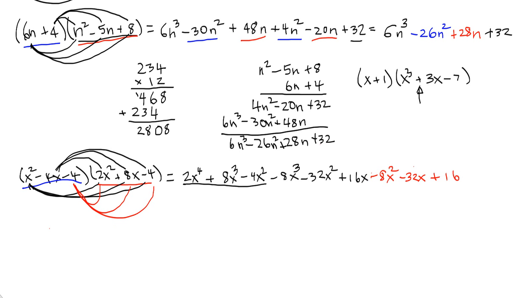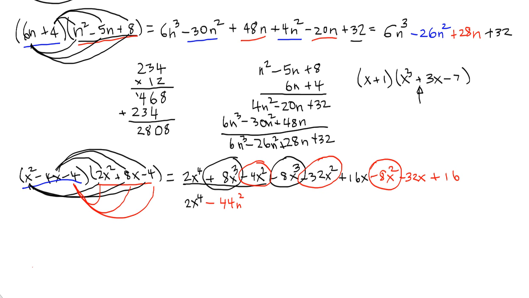And then all we have to do is add up our like terms, combine our like terms, and keep it in standard form. That means we're going to start with the highest power of x, which is x to the fourth. X to the third, we have an 8x cubed minus 8x cubed. Well, looky there. They cancel each other out, so we don't have an x cubed term. All right, what about our x squareds? We have minus 4x squared, and minus 32x squared, and negative 8x squared right there. If we add those up, negative 4 minus 32 is negative 36, minus 8 is negative 44.